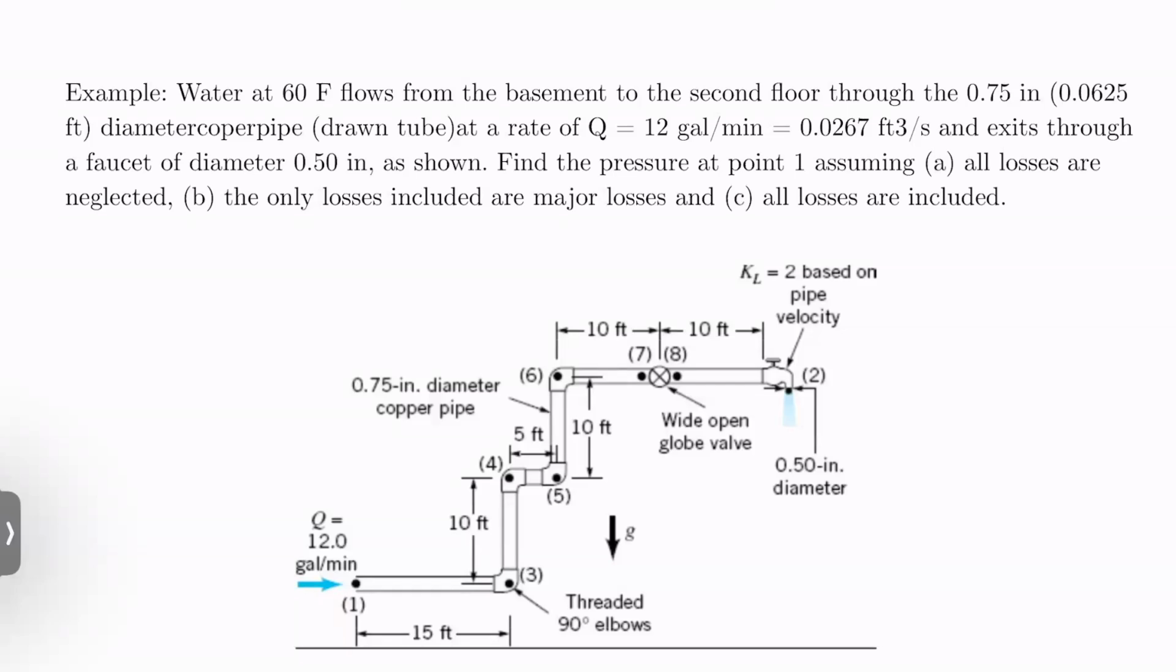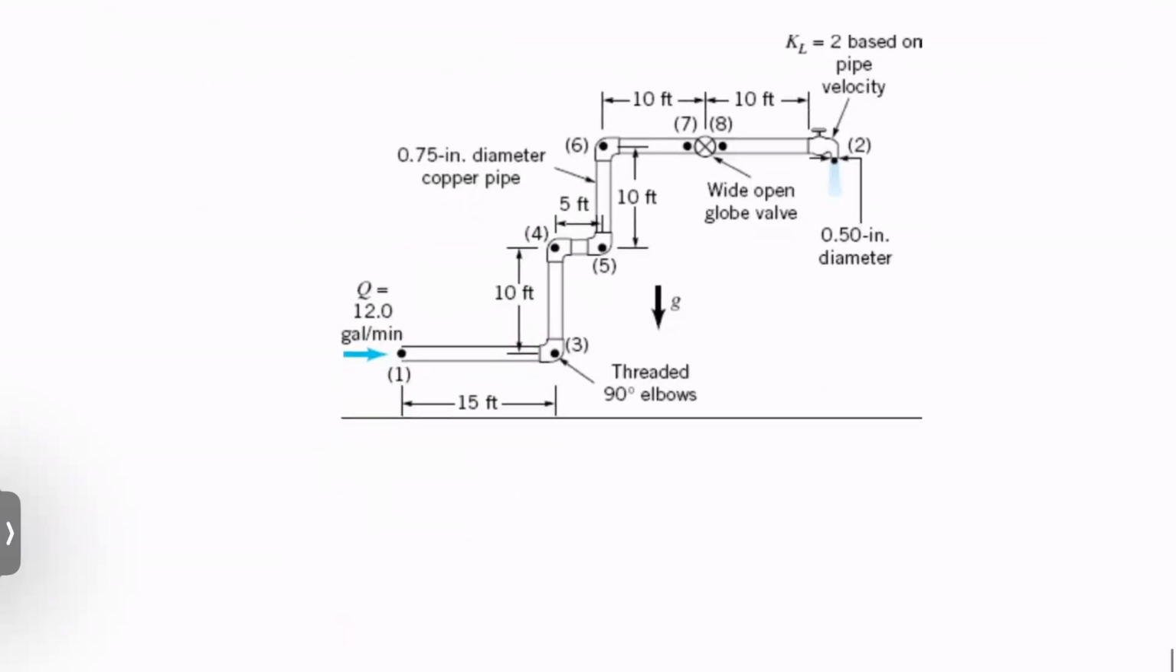We wanna find the pressure at the inlet to this system, so at point 1, using three different approaches. The first one is we're gonna neglect all losses in the system. The second one is we're just going to include major losses. And then for the third one, we're gonna include all the losses, so major and minor losses. Does the setup make sense? Yeah? Okay, cool. So let's start with writing down our governing equations.